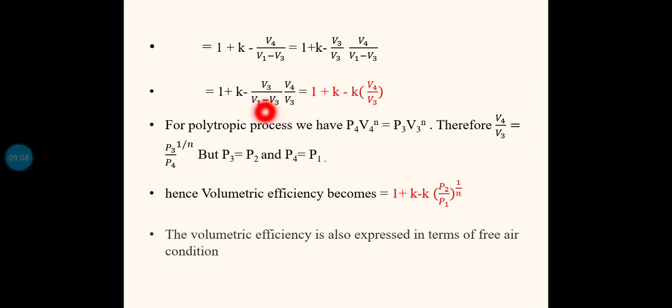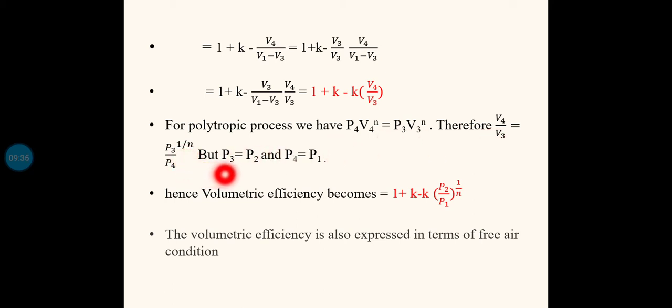Actually V3 by V1 minus V3 is K. So this entire term becomes 1 plus K minus K into V4 by V3. Now for a polytropic process, we know that P4 V4 raised to n is equal to P3 V3 raised to n. This is the general equation for a polytropic process. PV raised to n is equal to constant. Therefore, from this equation we will get V4 by V3 equal to P3 by P4 all raised to 1 by n.